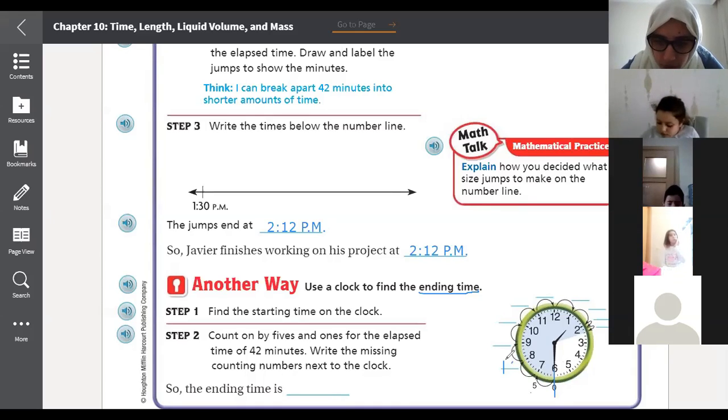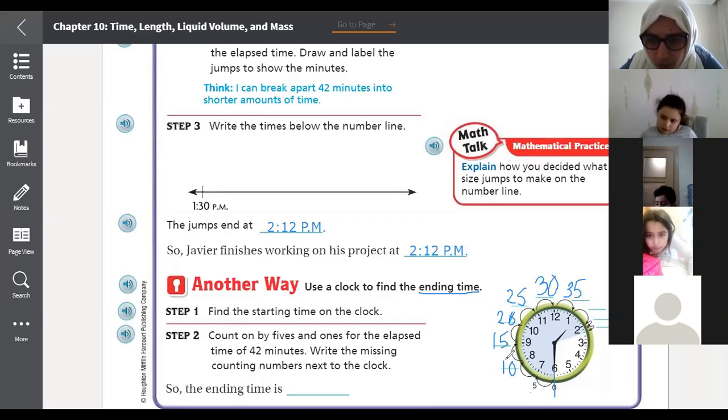Then? 15. Next. 20. Then? 25. 30. 35. 40. And I know that I'm going to stop at 40 because I know that only 42 minutes pass. So I need to stop at 40.